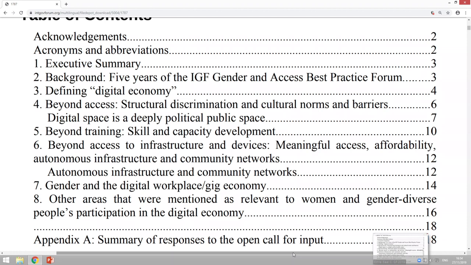We did use a definition that was developed by the team at the University of Manchester, Richard Heeks's unit, DIODE, which is the... what does that stand for?